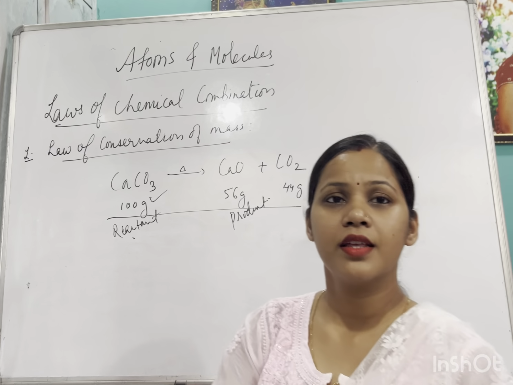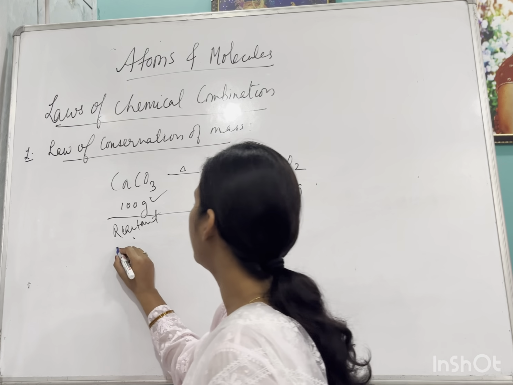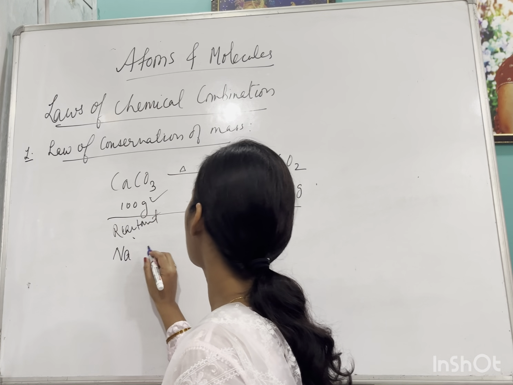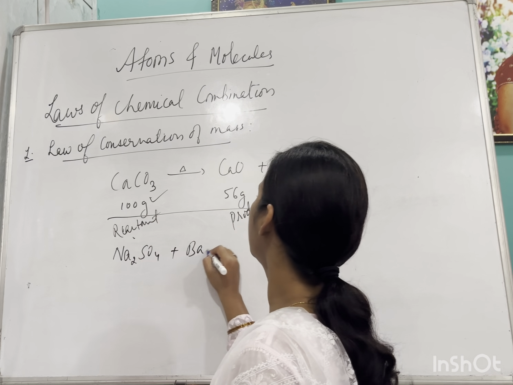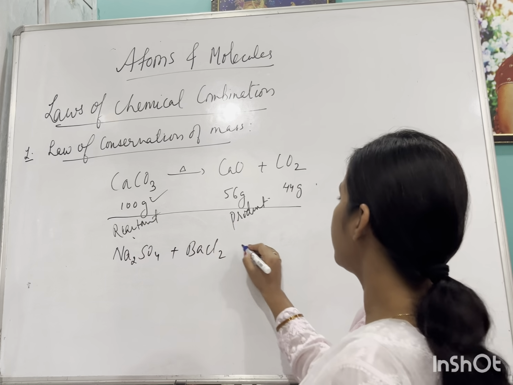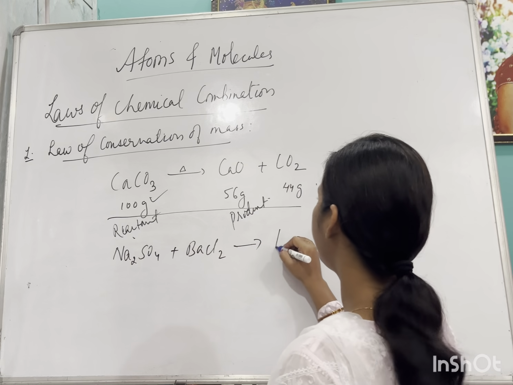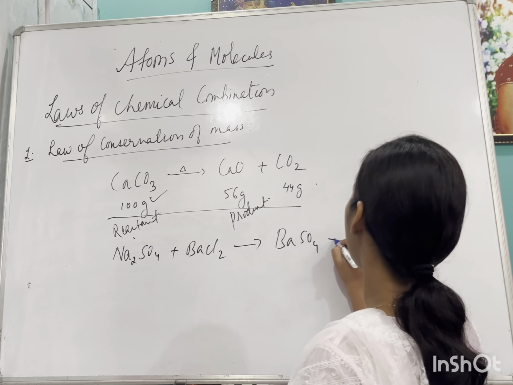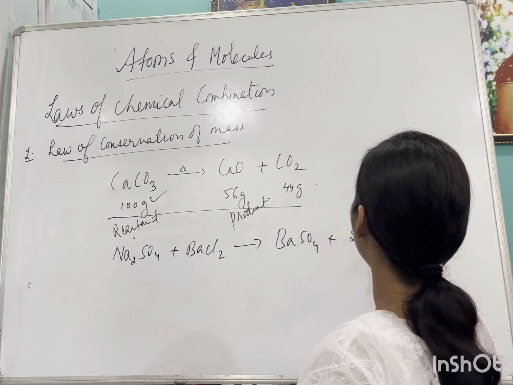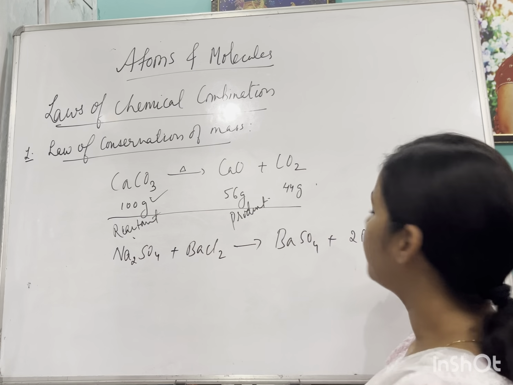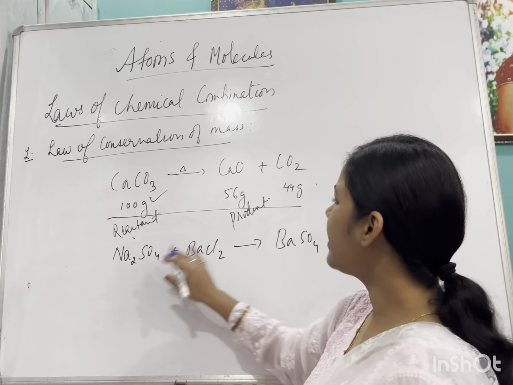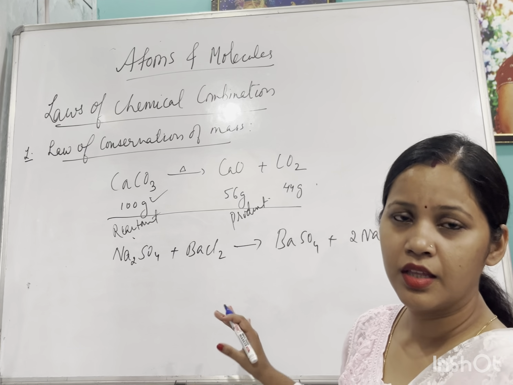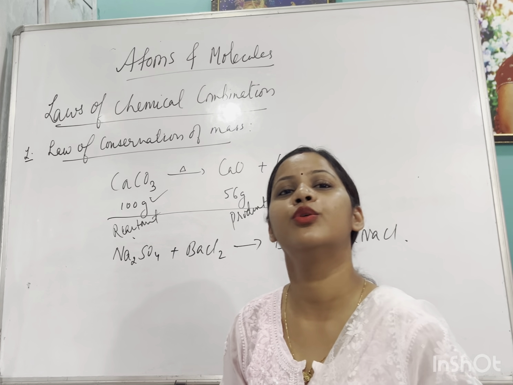I give you another example. If you take sodium sulfate and barium chloride, in this reaction we will get barium sulfate and sodium chloride. In this reaction, what we can see is that only the ions have been exchanged. There is no formation of a new substance.